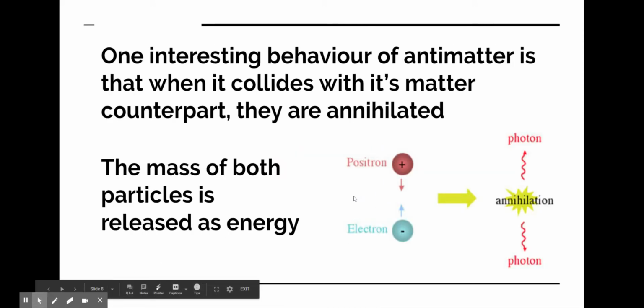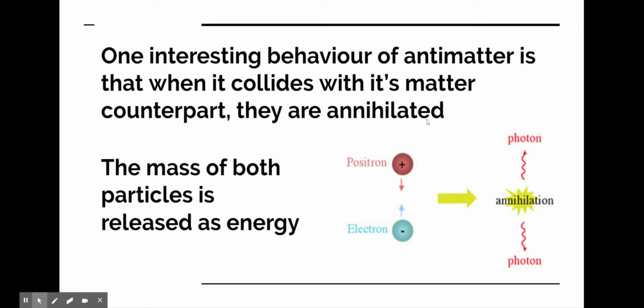Now, one interesting thing about antimatter is that when it collides with its matter counterpart, they are annihilated, and by that, they cease to exist. So this positron meets this electron. If they collide, this annihilation, this destruction, if you want to think of it that way, of these two particles produces these two photons. So the mass of both particles is converted into energy. So where is the mass? It's in this form of energy of these gamma photons that are emitted here.